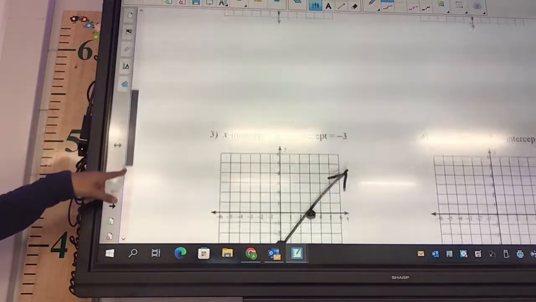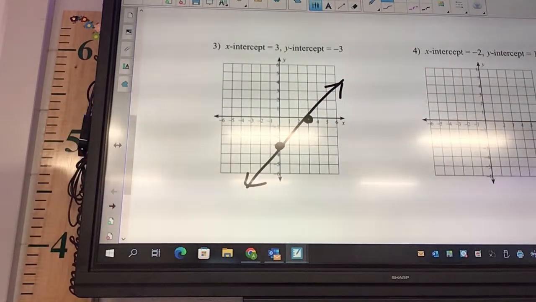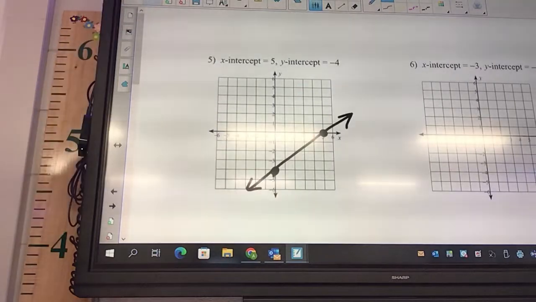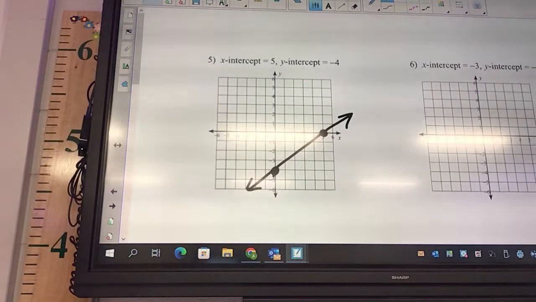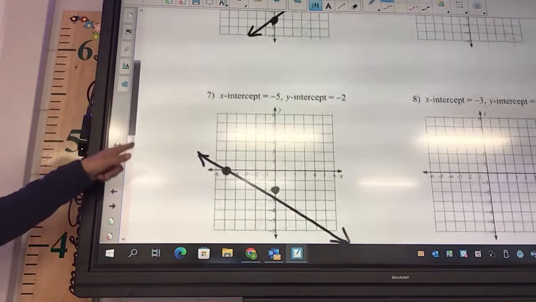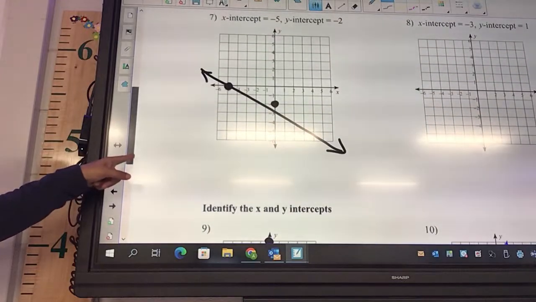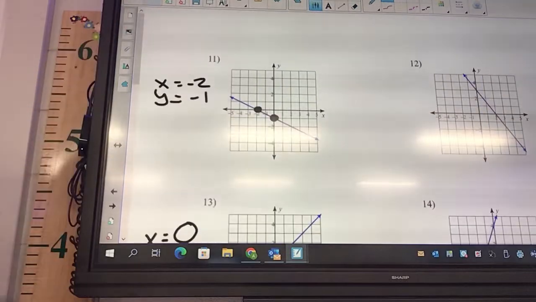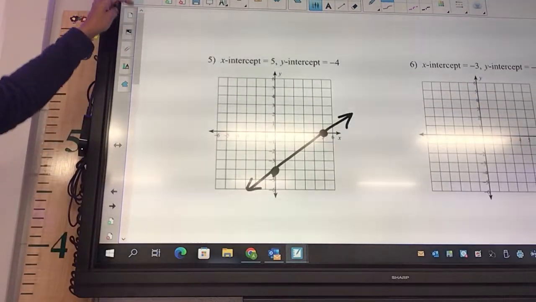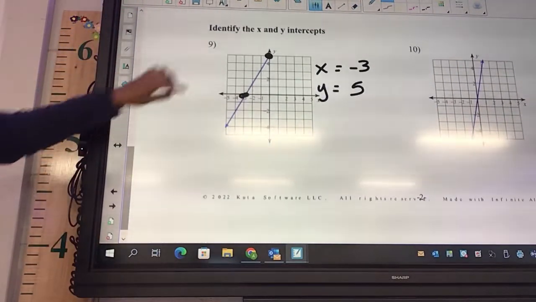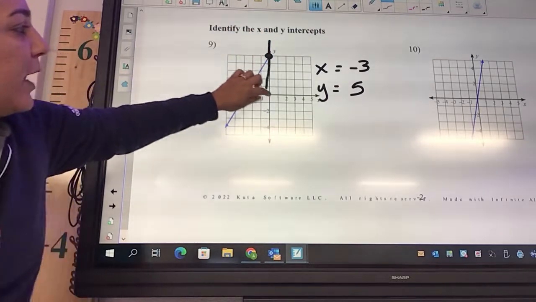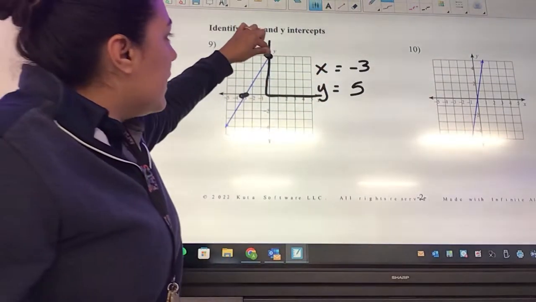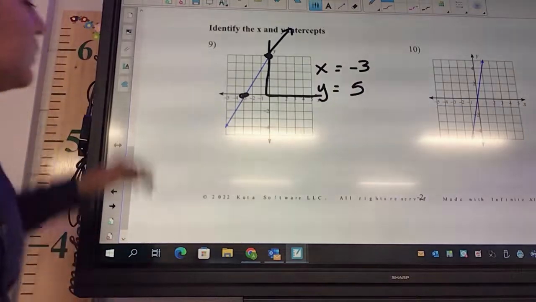Positive. Okay, what about 3? Positive. 5. Positive. 7. Negative. 9. Positive. Okay, 9's kind of tricky. So if you look at it, you can see that it's not exactly in this box, but it's going there. If you were to extend this line, it would eventually be up in that box.